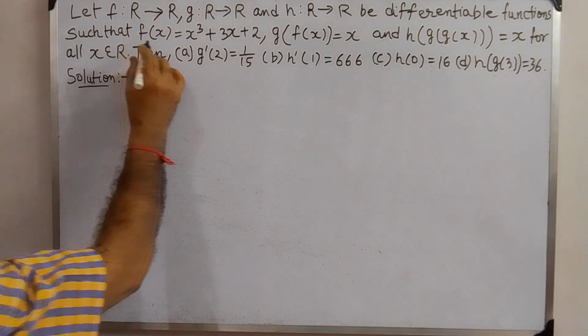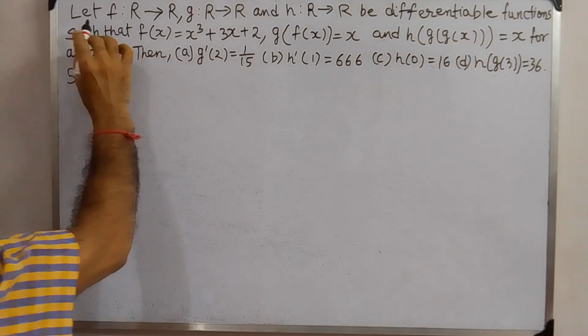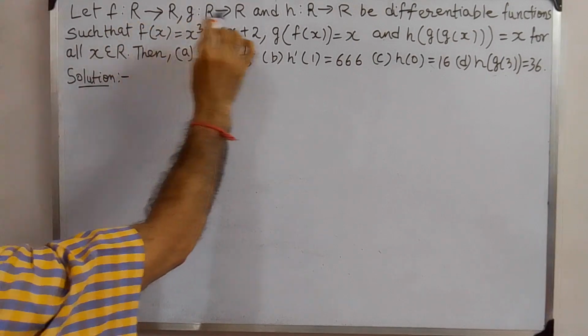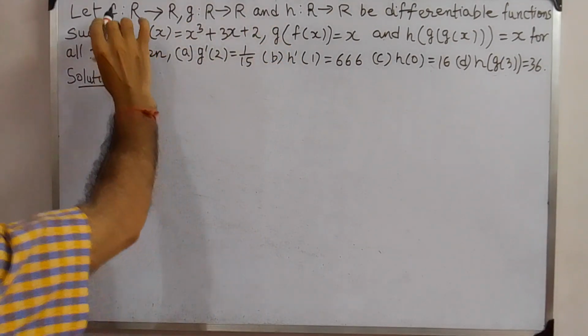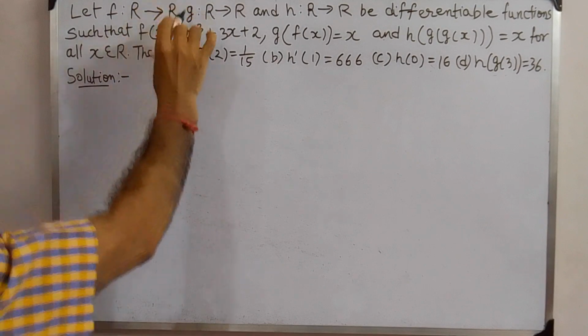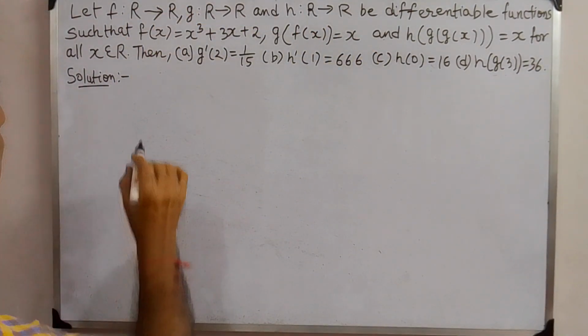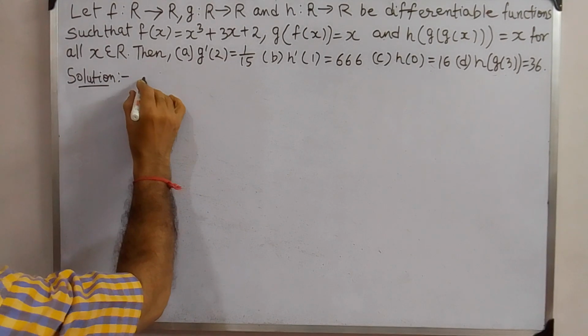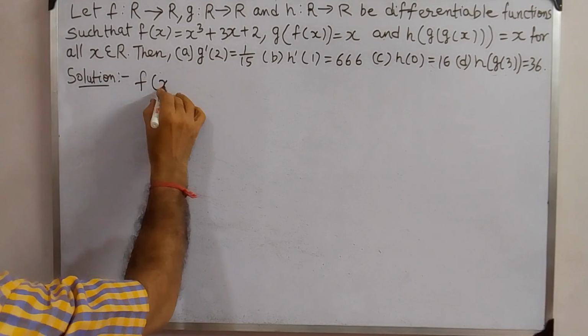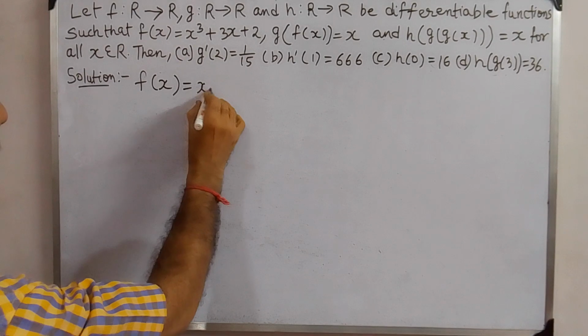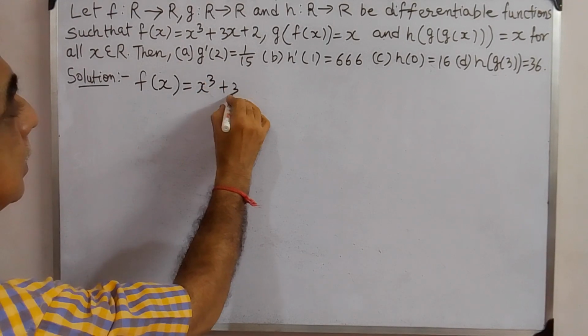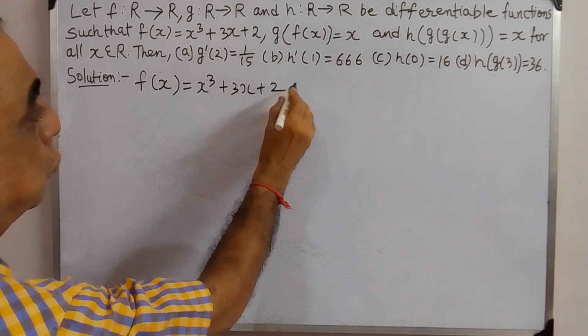So here there is a function f(x). These are all mapping from R to R. That means the domain and the codomain are all real numbers. Now see here, f(x) is given to be equal to x cube plus 3x plus 2.